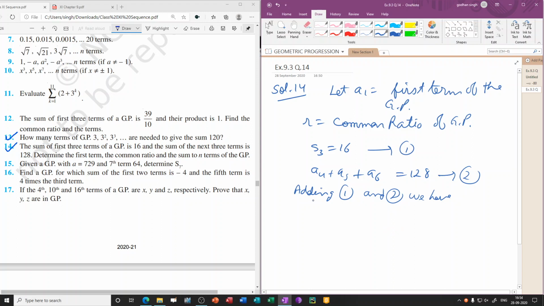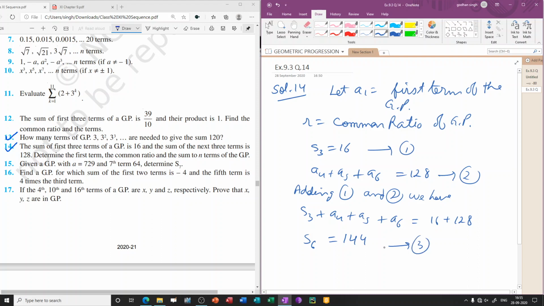we can add them. So this will be S3 plus A4 plus A5 plus A6, that is equal to 16 plus 128. And S3 means the sum of the first three terms. If in that we add A4, A5, A6, this will become S6, because S6 stands for the sum of the first six terms. So that is equal to 16 plus 128. So this will become 128 plus 10, that is 138 plus 6, so that will become 144. So S6 is 144, and let this be equation number 3.